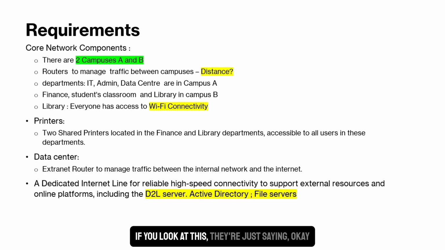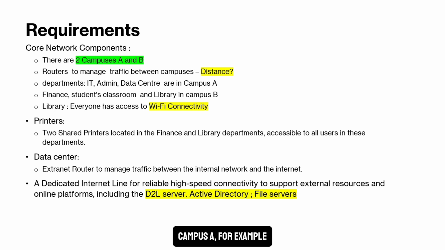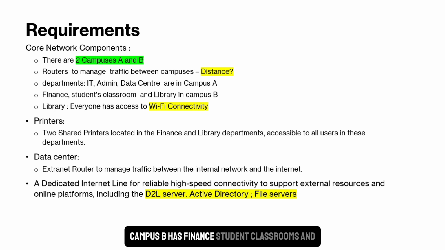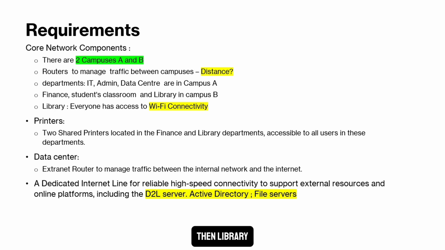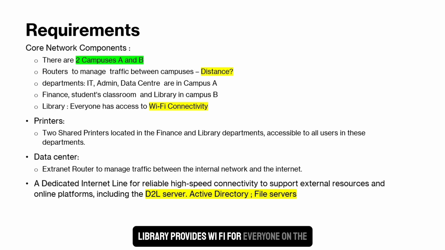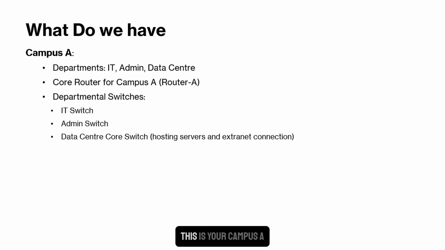If you look at this, they're just saying, okay, understanding the campus layout, we have two campuses, A and B, each hosting different departments. Campus A, for example, contains IT, admin, and data center. Campus B has finance, student classrooms, and then library. The library provides Wi-Fi for everyone on the campus. We must ensure reliability, connectivity, and making sure security is there as well. There are printers, and talking about the data center, this is your campus A.